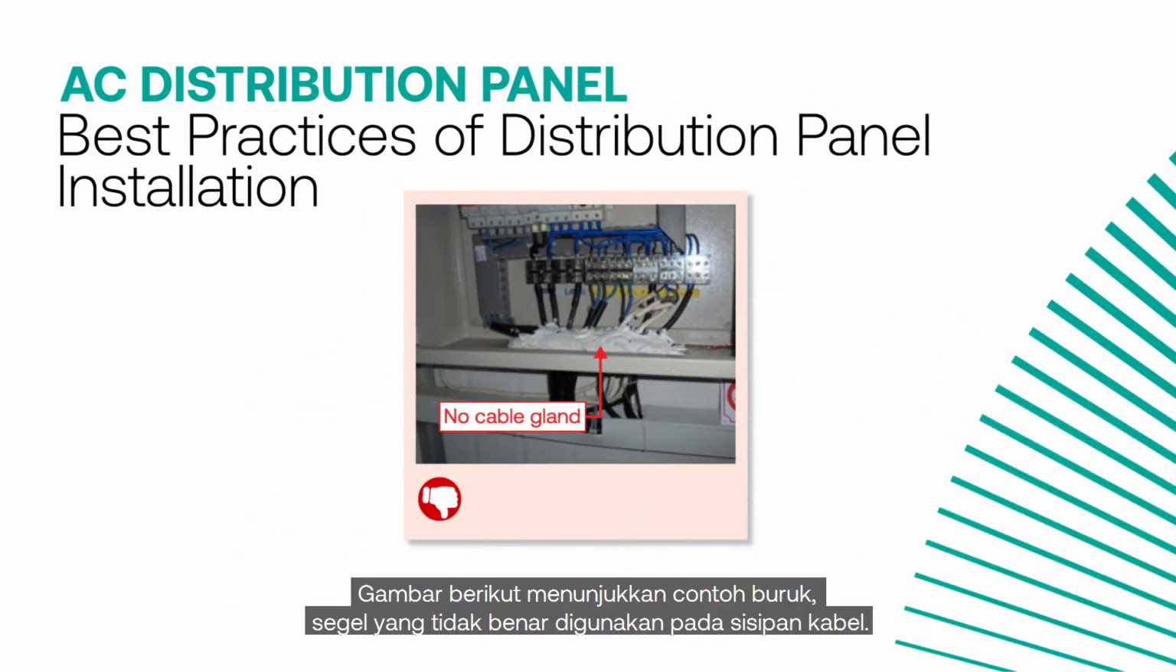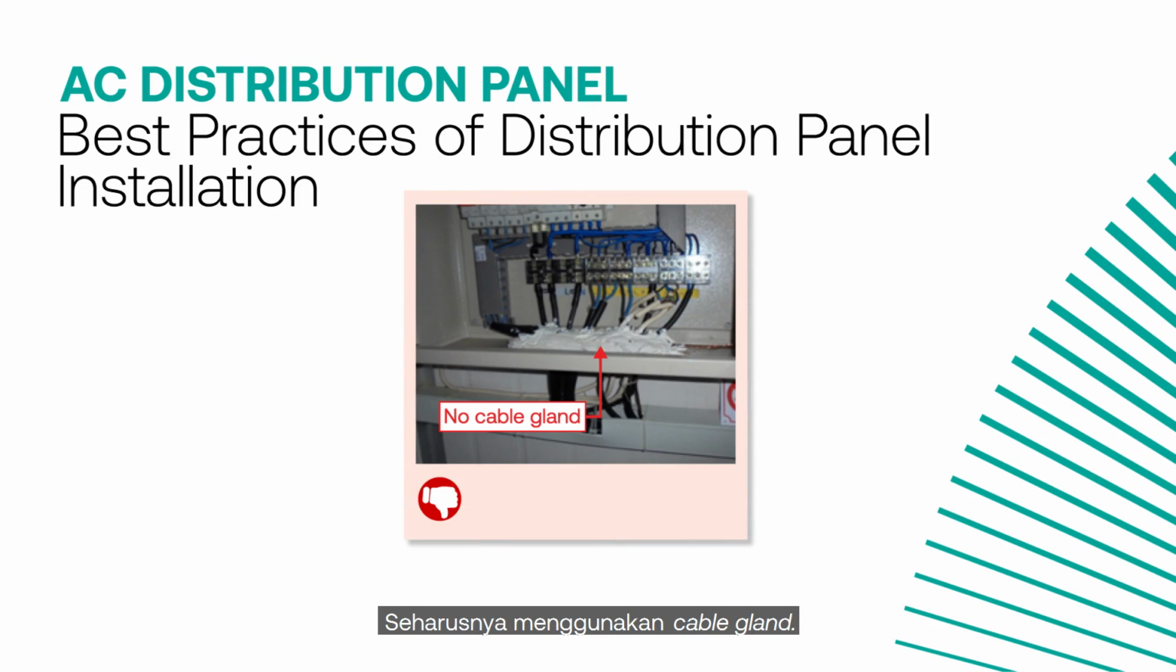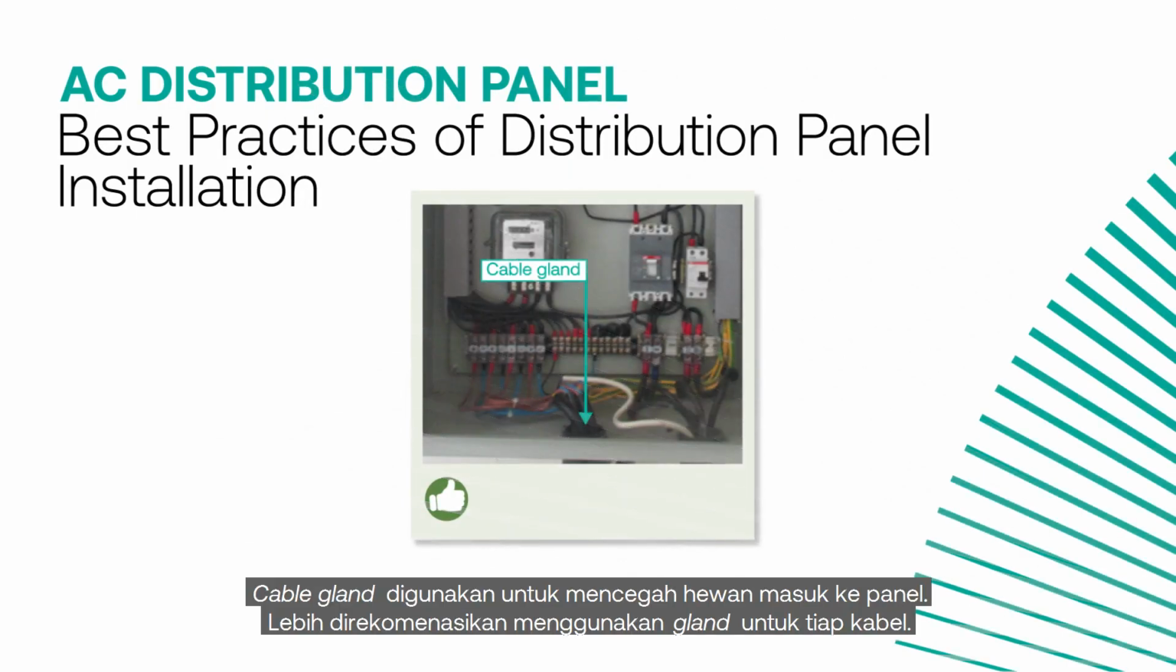The picture shows a bad example where improper sealant is used at the cable insertion. Cable glands should be used instead. Cable gland is used to prevent animals entering the panel. It is preferred to have an individual gland for each cable.